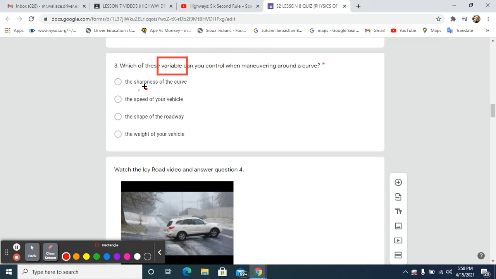Well, we can't control the sharpness, and we can't control the shape of the roadway. We can't control the weight. Well, we might be able to control some of the weight of the vehicle, our load, but what we really can control is our speed. Okay, that is one that we can always control.